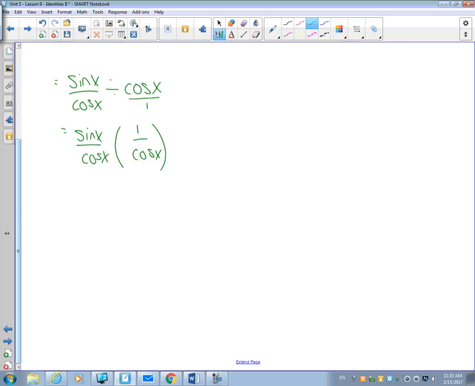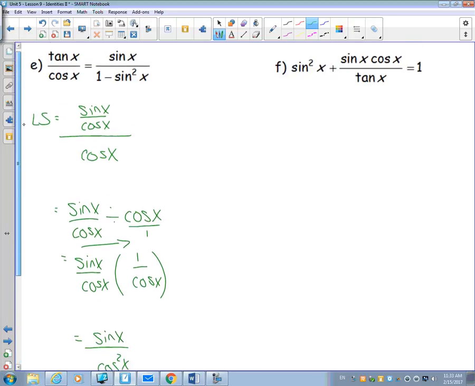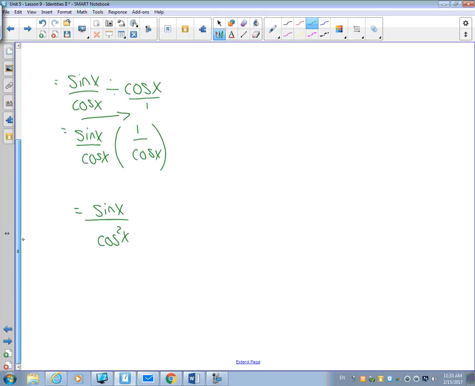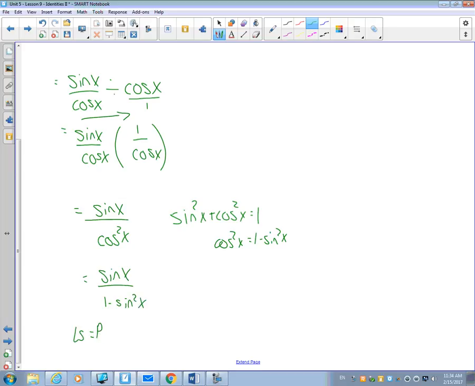Multiplying fractions, we go straight across. Sine times 1 is sine. Cos times cos is cos squared. Look back to our question. We wanted to end up with a 1 minus sine squared on the bottom. Well, what do we know about cos squared? Well, if we go back to that first identity, the Pythagoras one, here's where it's coming from, right? Cos squared is 1 minus sine squared. So I can replace, and now I have left side equals right side.